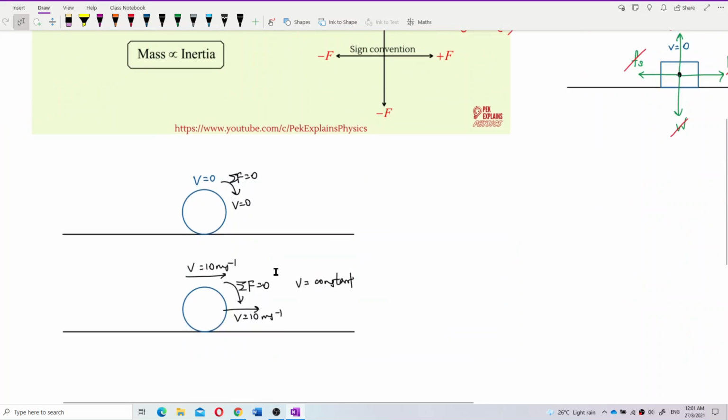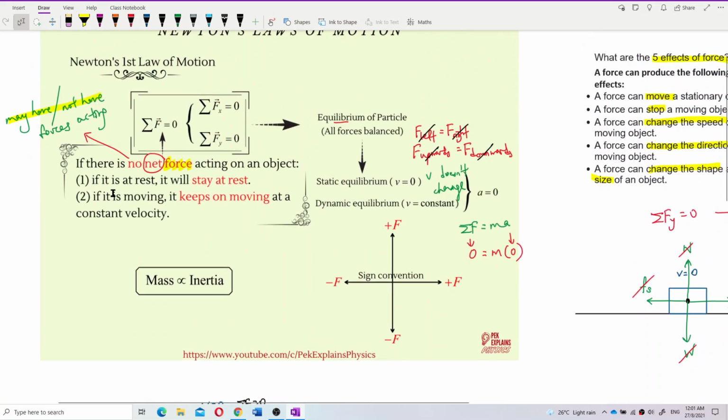If an object keeps on moving, it will also keep on moving at the same velocity, at a constant velocity. Velocity doesn't change because net force is zero, so acceleration is also zero. When acceleration is zero, velocity does not increase and does not decrease. So velocity remains constant all the time. If it is moving, it keeps on moving at the same velocity.